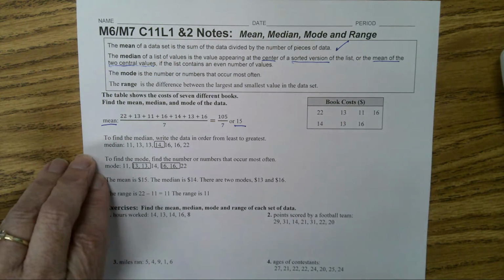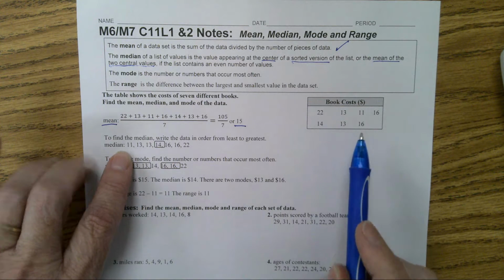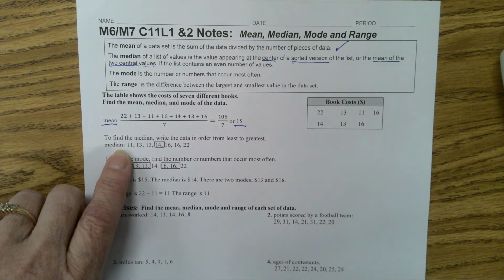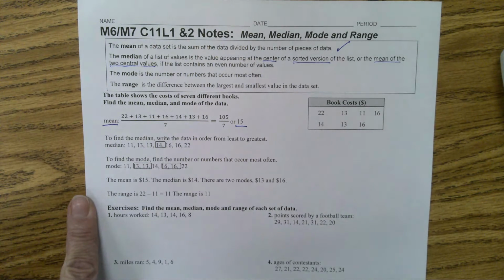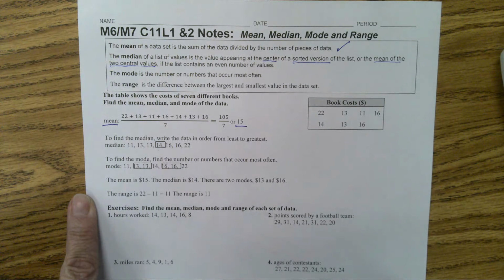Okay. Now, here we have an example. They took these numbers and they put them in order from little to big. And yes, 13 showed up twice. You do write it down twice. Now, this is nice because it was an odd number, so you have 1 middle number. Your median is 14. Any questions on how to find your median?